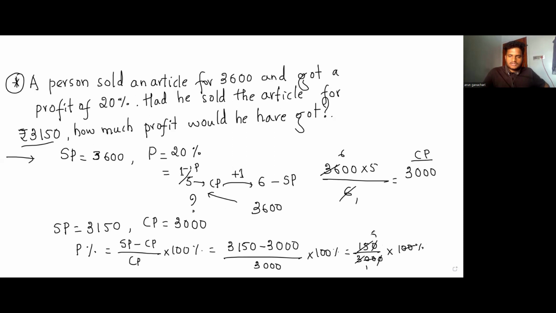3 ones are 3, 3 fives are 15. So what is your answer here? 5%. Getting this? This was very similar to what we did yesterday. But we were finding out the selling price in yesterday's problem. Now we are finding out the percentage. That's the only difference. Rest of the things are same.